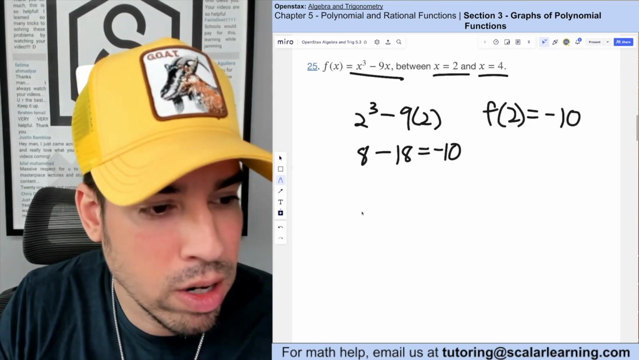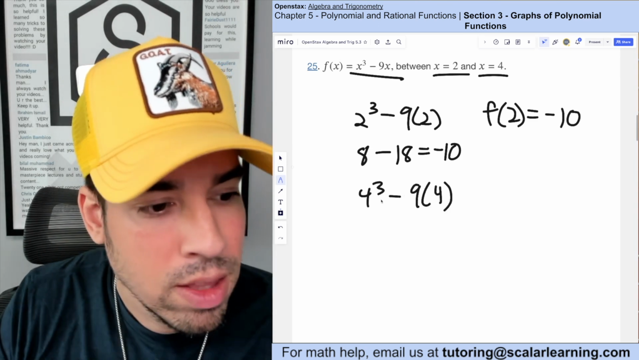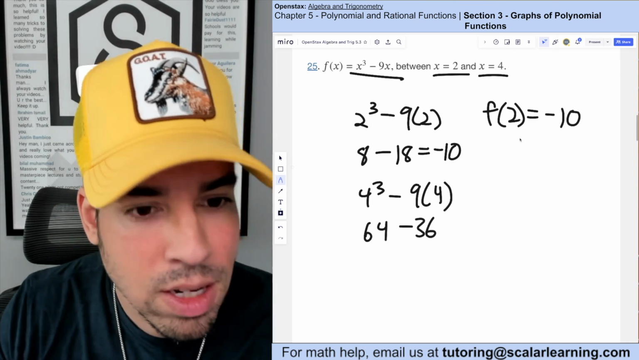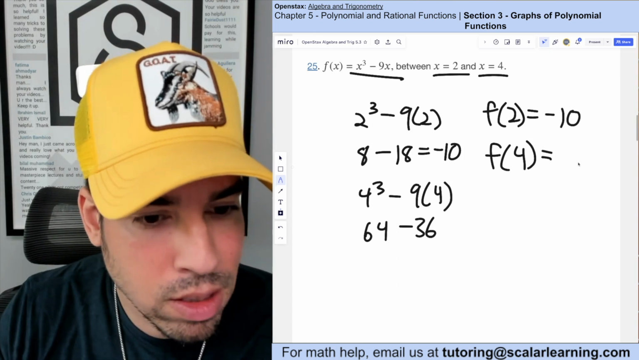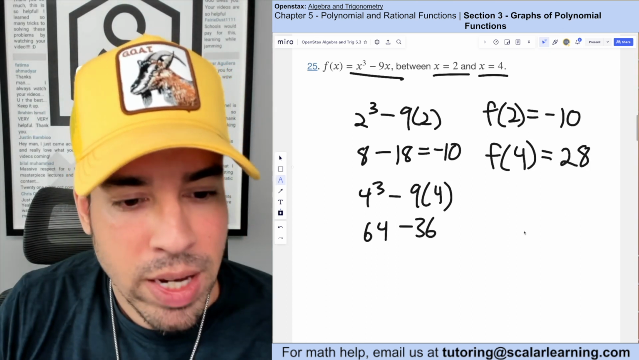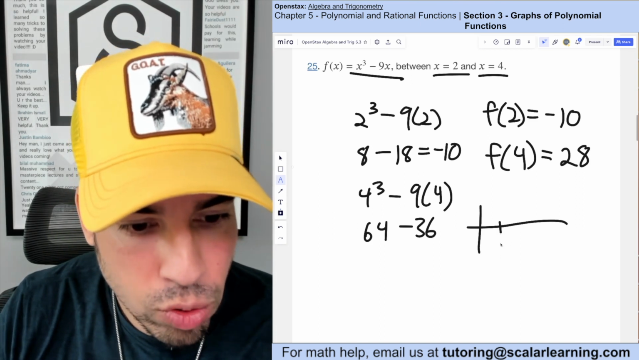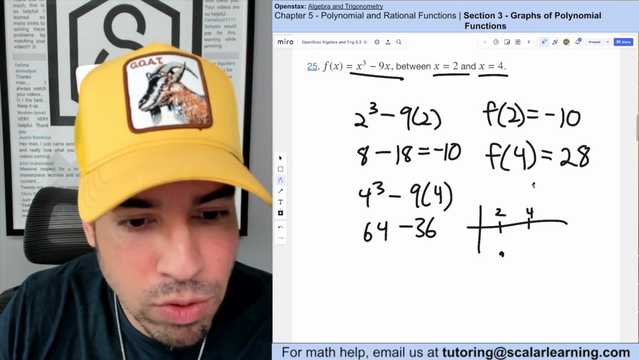Then I'm going to plug 4 in. I got 4 to the 3rd minus 9 times 4. That is 4 times 4 times 4 is 64 minus 36. And therefore, f of 4 equals a positive 28. Now, because we have one value at a negative, right? So we got f of 2 is -10. Then we got f of 4 is positive 28.